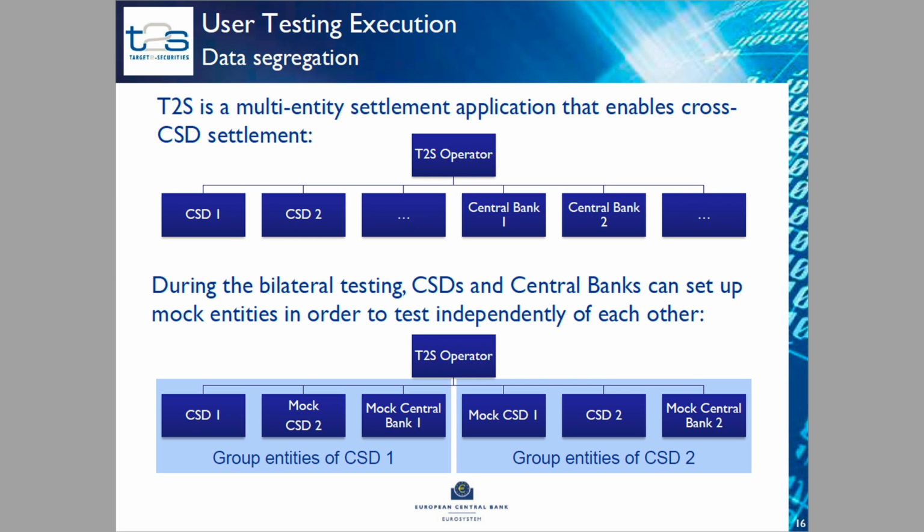This means that one entity, if we take the lower left part of the slide, CSD1 will then set up mock central bank 1 and the mock CSD2, and that creates then the group entities of CSD1. And with that, CSD1 is then enabled to operate all these entities under their umbrella, so that they are not dependent anymore on what CSD2 is doing under their group of entities.